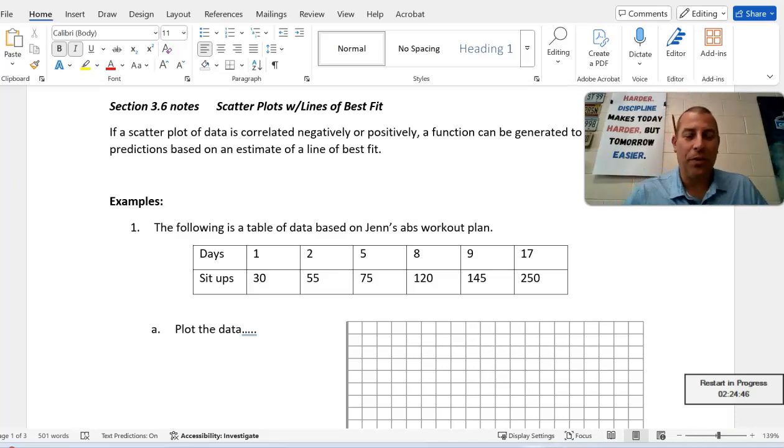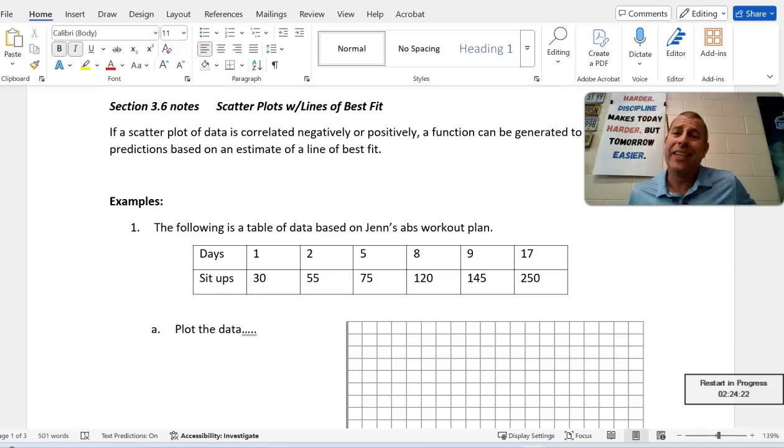Okay, so 3.6 here, scatter plots with lines of best fit. So we're going to go definitely technology on you here, but we're also going to kind of look back at, well, what if we can't just type it into our calculator? So here we go. The scatter plot of data is correlated negatively or positively.